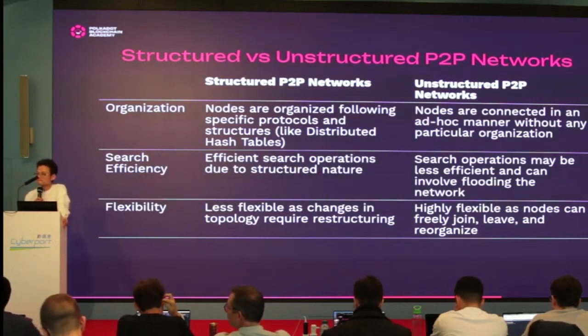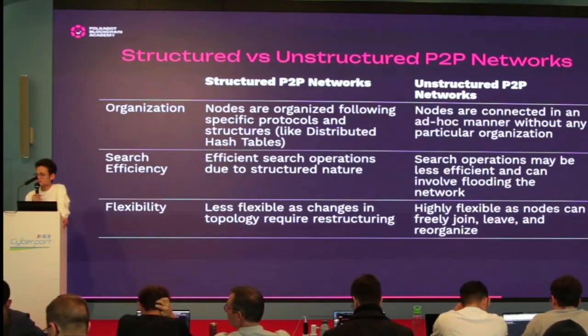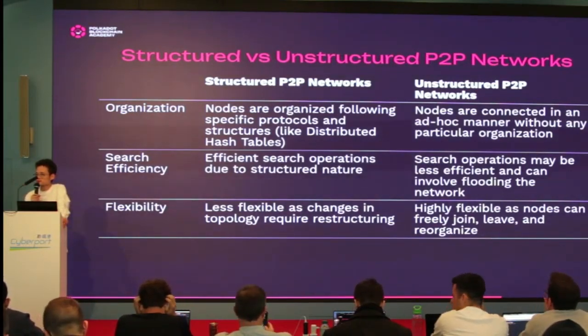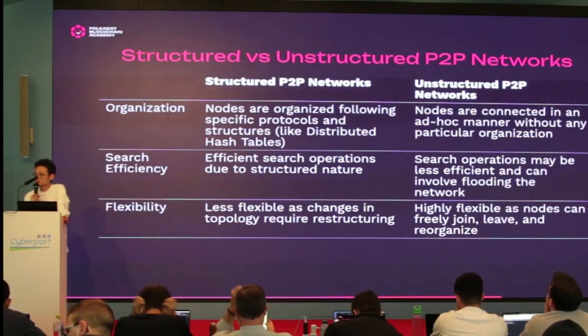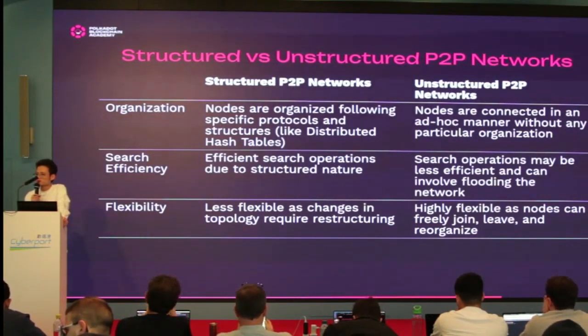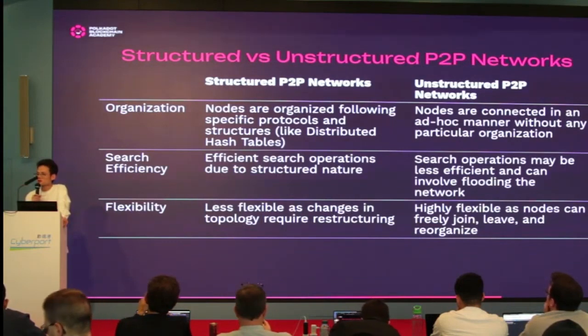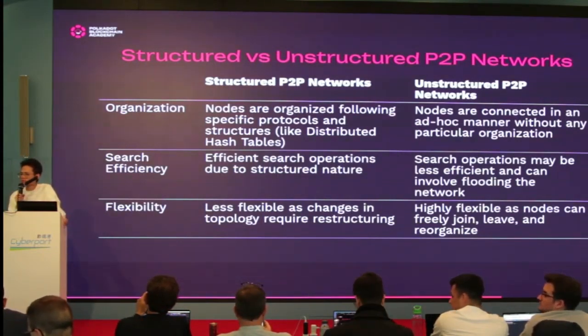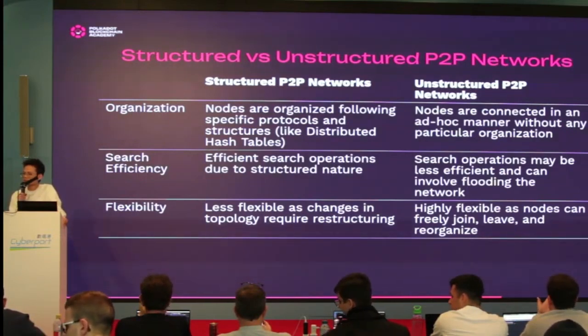In a structured P2P network, nodes can also disappear, and then the distributed hash table will be updated. So what's the difference? I'm not able to really recognize it. Sorry? The difference between a structured and unstructured P2P network is very thin, I guess, or what?